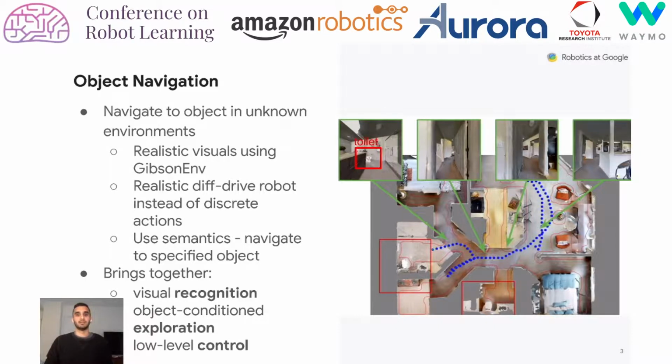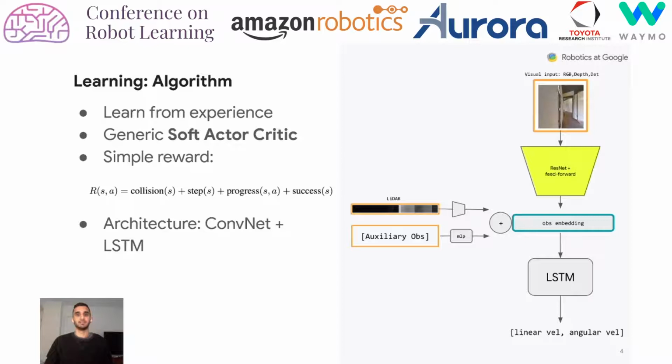To learn a policy, we train an agent from experience using reinforcement learning. We use a generic Soft Actor Critic, or SAC, algorithm to learn actions from raw observations. We use a reward formulation that doesn't provide any explicit supervision for smart or efficient exploration behaviors. We use a convolutional neural network to process visual input, with an LSTM to provide the policy with some form of memory. The policy outputs a linear and angular velocity to control the robot.